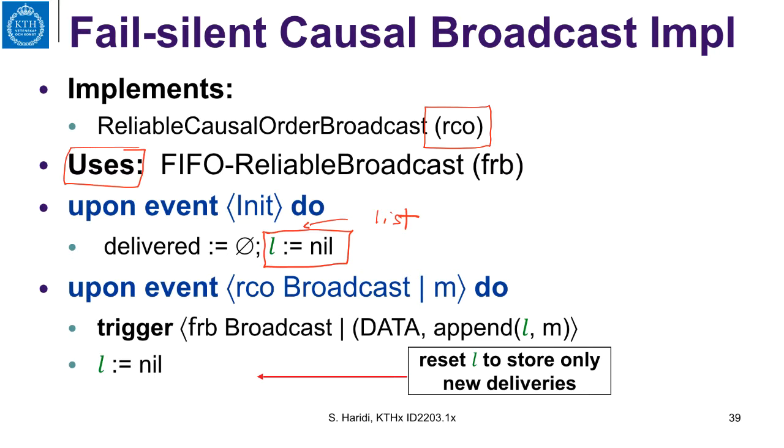Now, what do you do when you want to perform a causal order broadcast? You send what you have in that list L plus the message you want to send. So that is what you send. So M is the last element on that list that you send. And then you basically reset that list. And of course, we do that to store only the new deliveries.